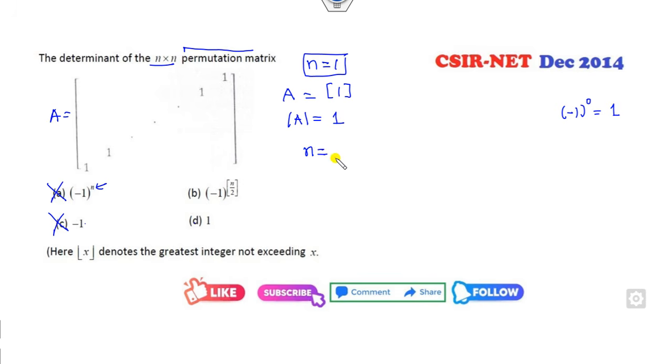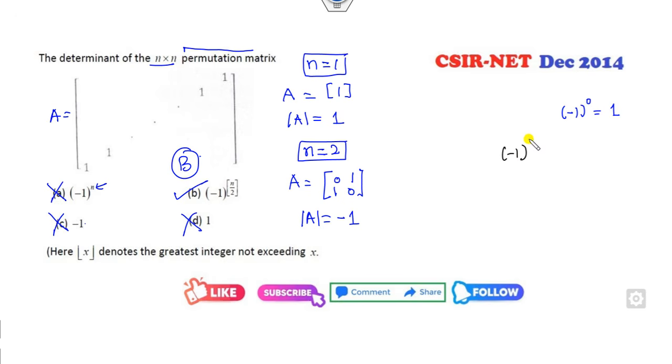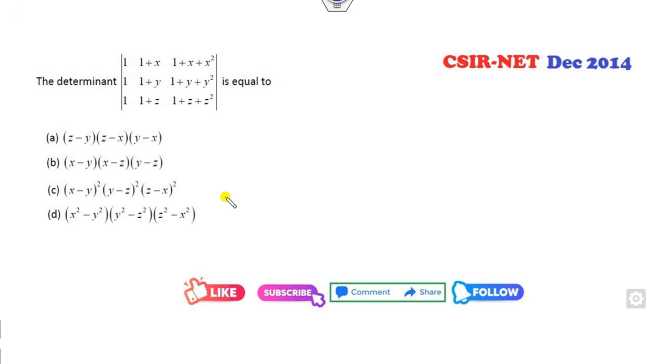Now out of B and D, I can choose n as 2. What is my A? 1 1 0 0. What is my determinant? Minus 1. So this option will be cancelled. Right option is B, my right answer. And you can see when you choose n is 2, what is this number? This is 1, which is minus 1.